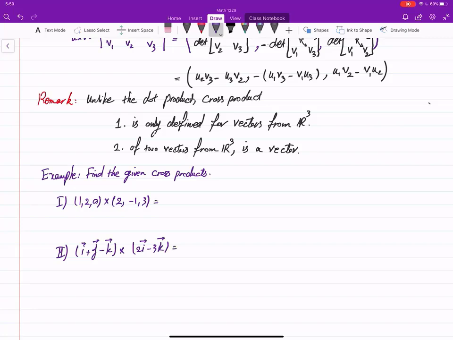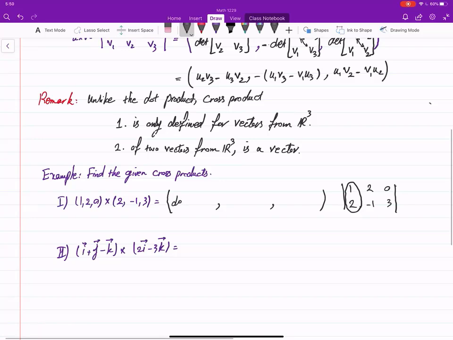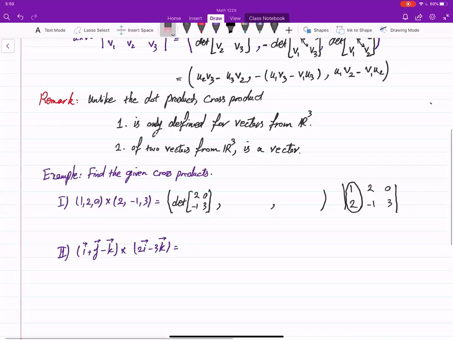Okay, let's see how this works. We know that we have to put the vector entries: the first one goes (1, 2, 0), and then (2, negative 1, 3). Now, the product is going to be a vector with 3 entries. What we do for the first one is ignore the first column. Then we take the determinant of the remaining 2 by 2 matrix. Let me just write it like that. We'll come back to compute that piece.